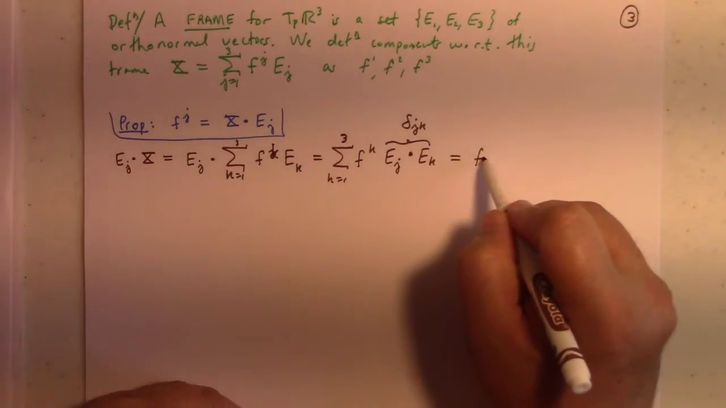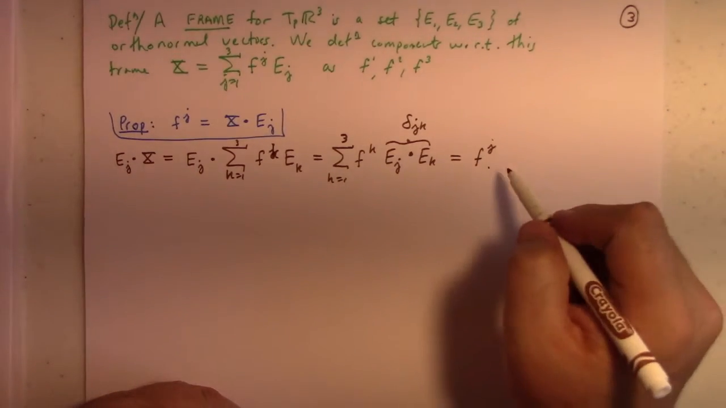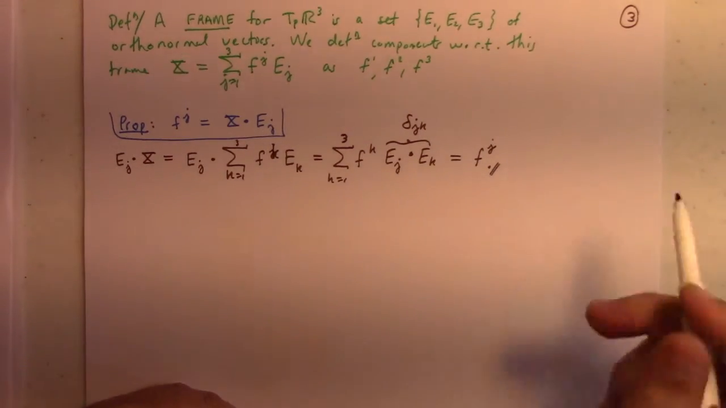You want to be a free index. You want to be a dummy index. All right, there it is. And so there's the proposition. Of course, the dot product commutes. So right.